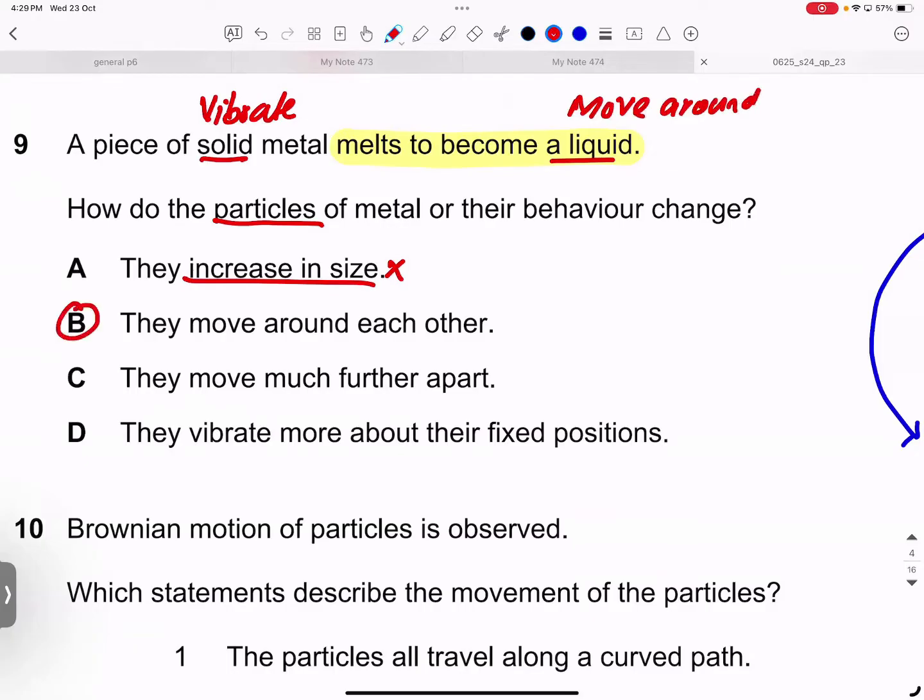So option B is right. We don't have to read any other option. Melting will cause the solid to change into liquid, and liquid molecules, they can move around. They can move, slide past each other, my dear students.